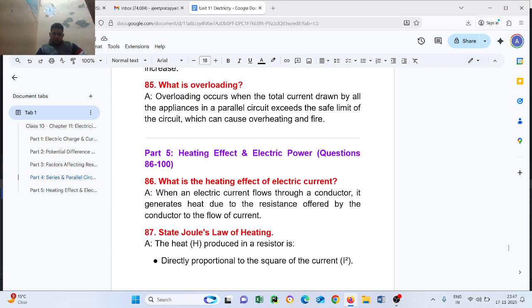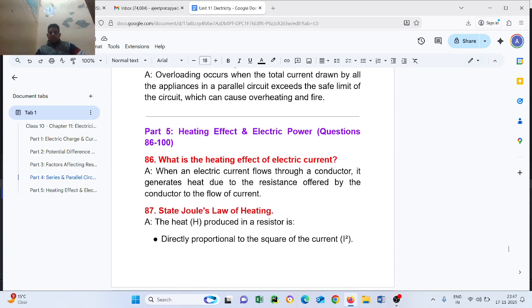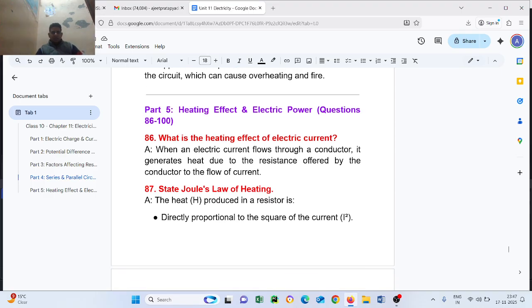Part 5. Heating effect of electric current, electric power. Questions 56 to 100. What is the heating effect of electric current? When an electric current flows through a conductor, it generates heat due to the resistance offered by the conductor to the flow of current.